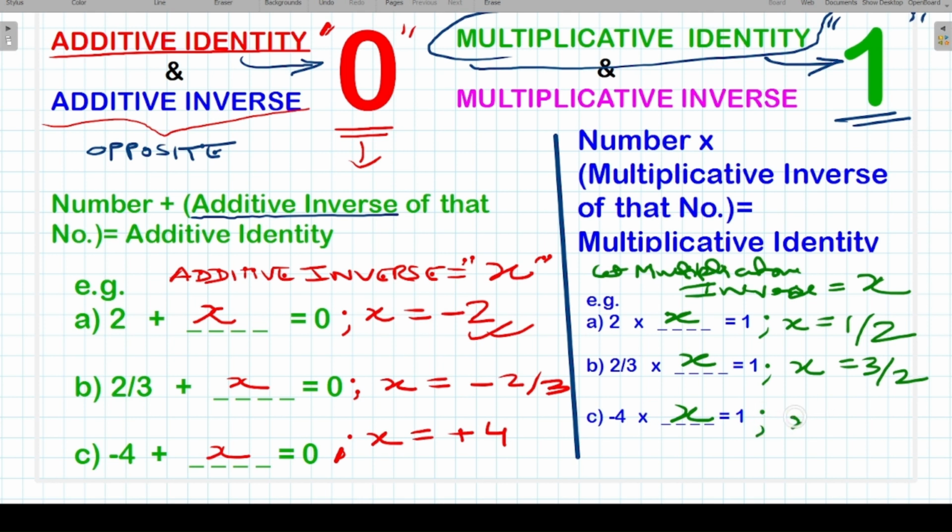Similarly, for question number B, x equal to 3 by 2, right? We just solved it. So 3 by 2 is the multiplicative inverse of 2 by 3. Similarly, for question number C, x equal to -1 by 4. That is, -1 by 4 is the multiplicative inverse of -4, right? So in this way we will be able to understand the concept of additive identity, additive inverse, multiplicative identity and multiplicative inverse.